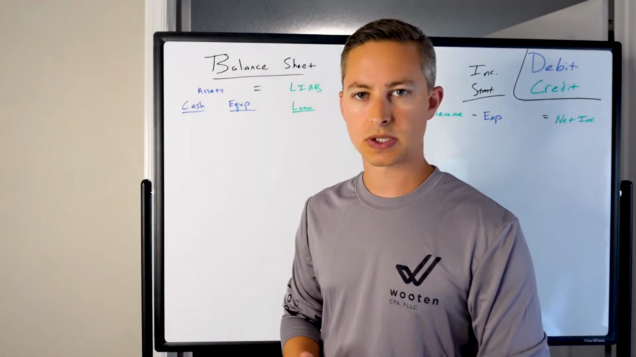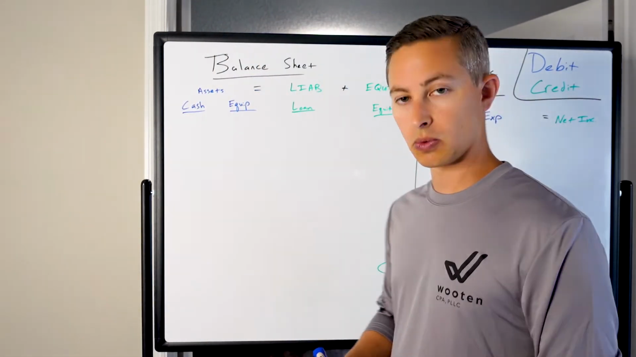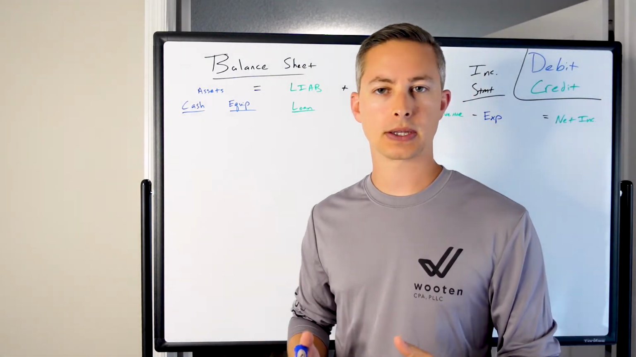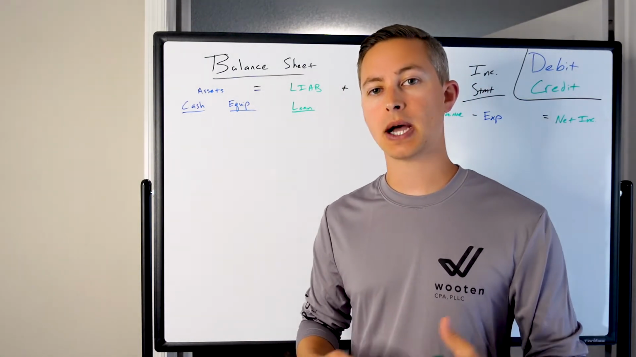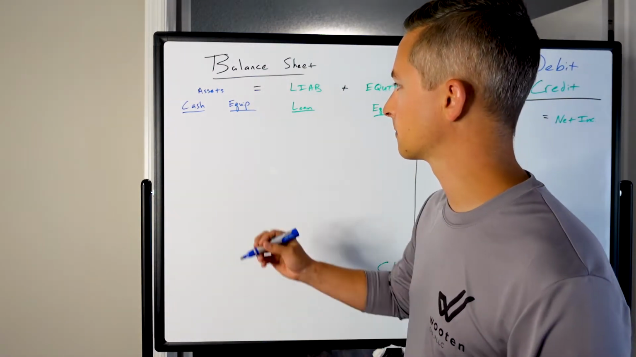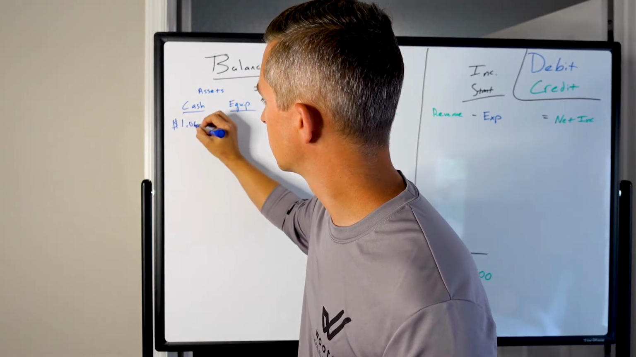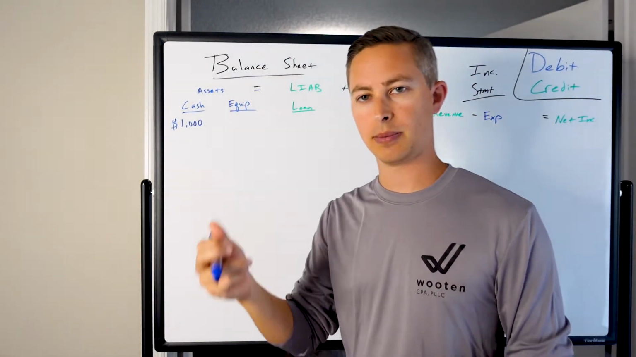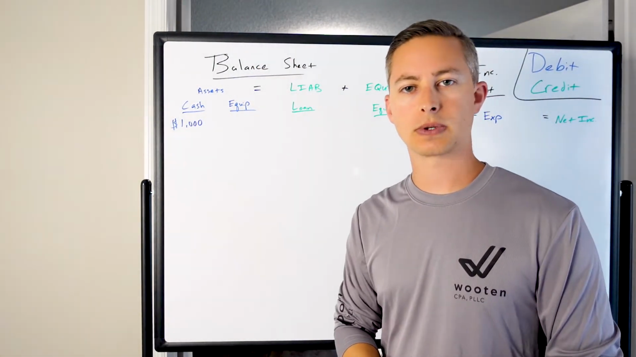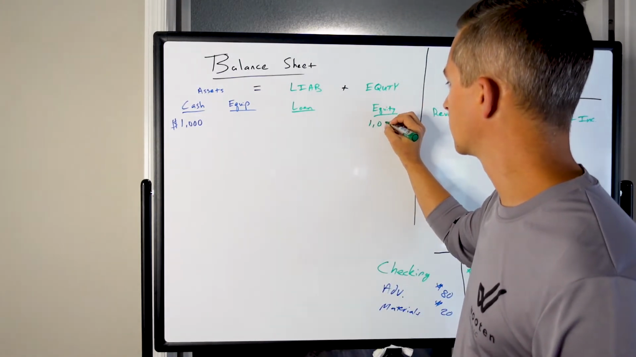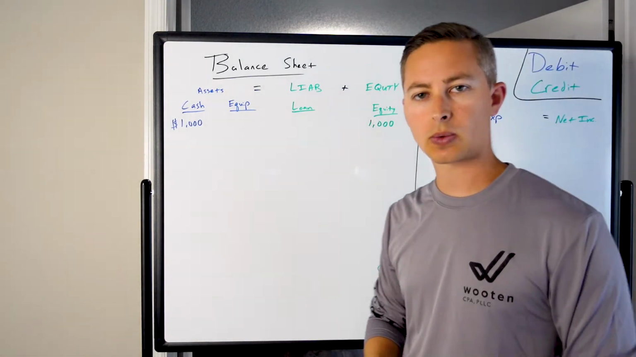So let's walk through this particular transaction. First, let's say you opened your company by spending $1,000. Not spending, sorry. Let's say you opened your company by depositing $1,000 into the checking account. So you put $1,000 into your checking account. That was a debit of $1,000 to increase your cash account. You would credit your equity $1,000 because that's your equity in the company.